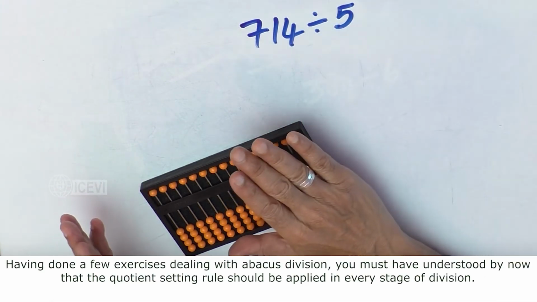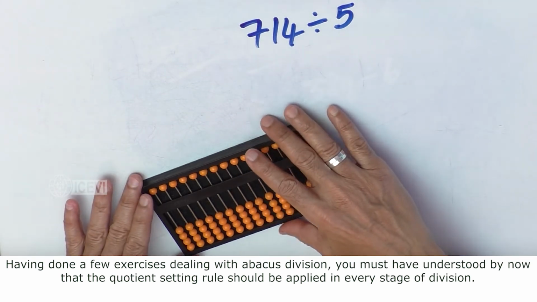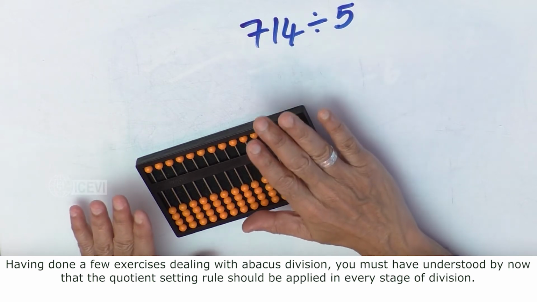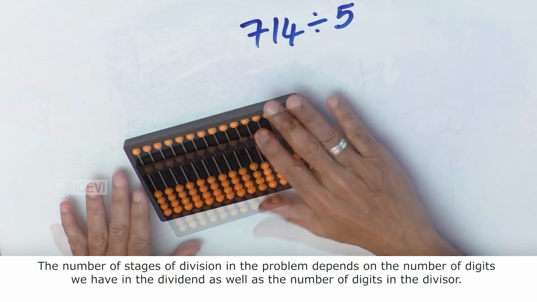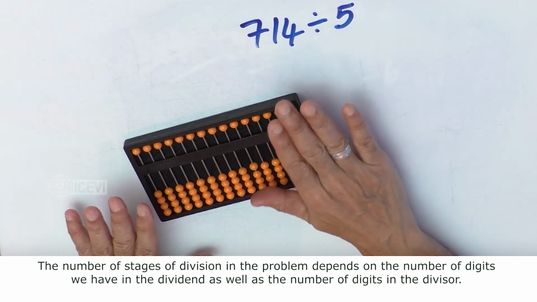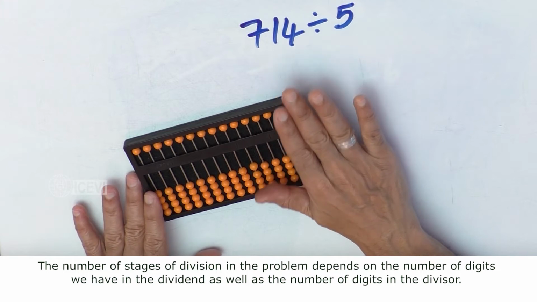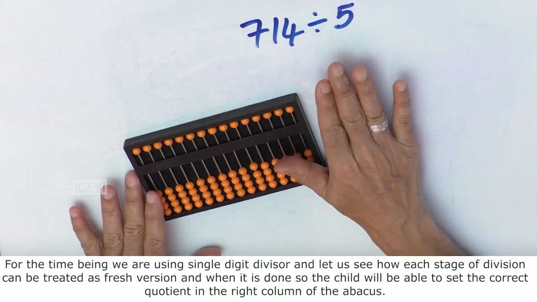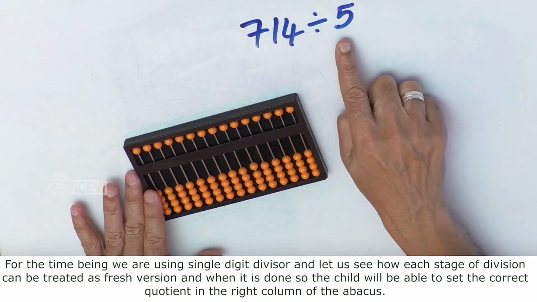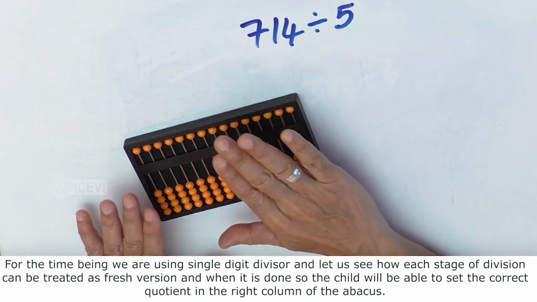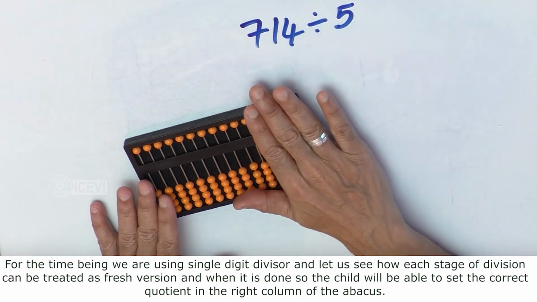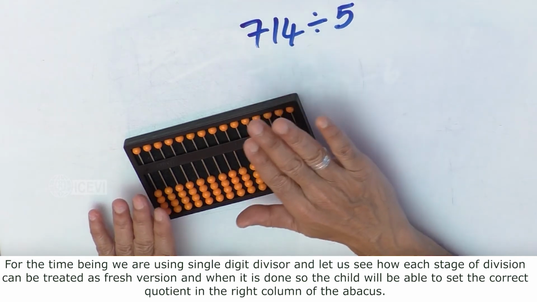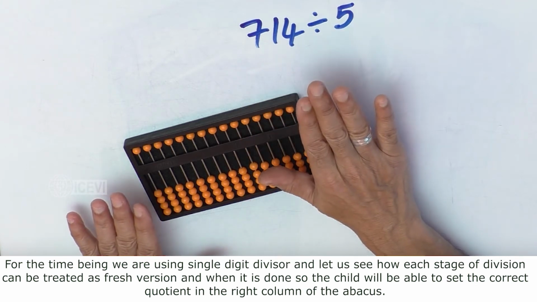Having done a few exercises dealing with the abacus division, you must have understood by now that the quotient setting rule should be applied in every stage of division. The number of stages of division in the problem depends on the number of digits we have in the dividend as well as the number of digits in the divisor. For the time being, we are using a single digit divisor, and let us see how each stage of division can be treated as a fresh division, and when it is done, the child will be able to set the correct quotient in the right column of the abacus.